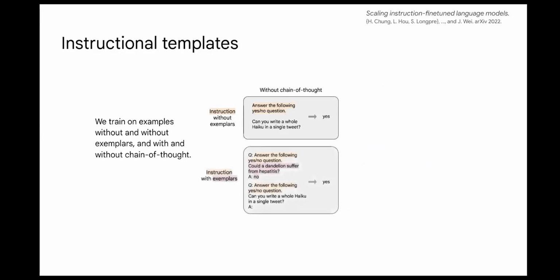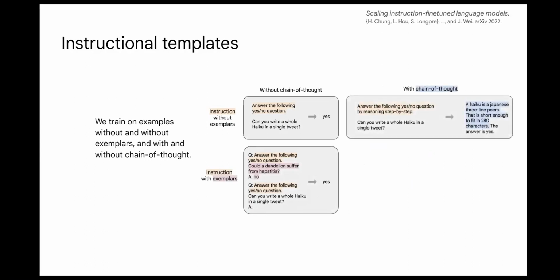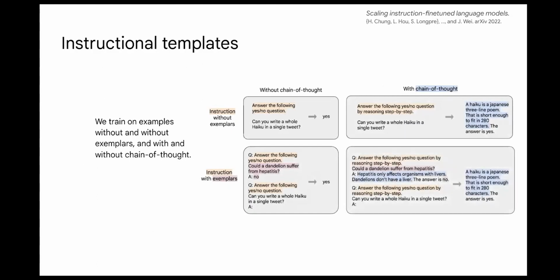And we also did this paradigm where we trained on both examples with and without these few shot exemplars. So for example, you might have just an instruction without any exemplars. Or you could have an instruction with exemplars where you prepend an example of a question and an answer before giving the inference example. And we can also add in chain of thought as part of the target in both the zero shot and the few shot setting.